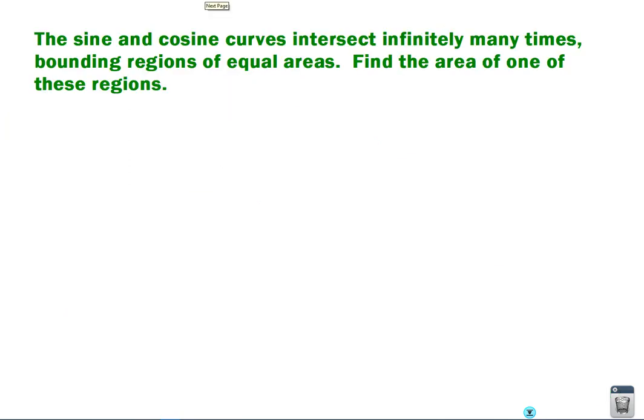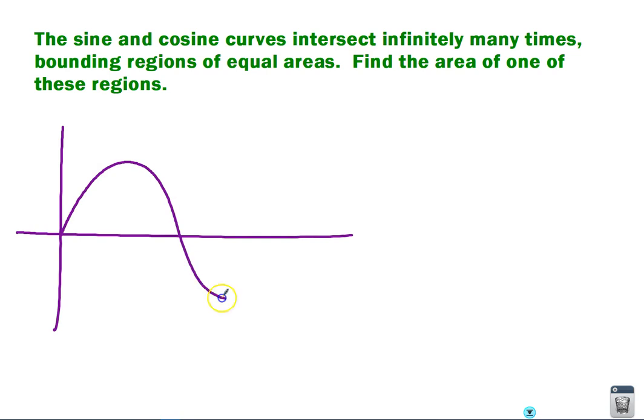The sine and cosine curves intersect infinitely many times, bounding regions of equal areas. Find the area of one of these regions. Ooh, fancy. Again, I really like to see graphs. So let's start with that. So here's the sine curve. And then I'll make the cosine curve another color.